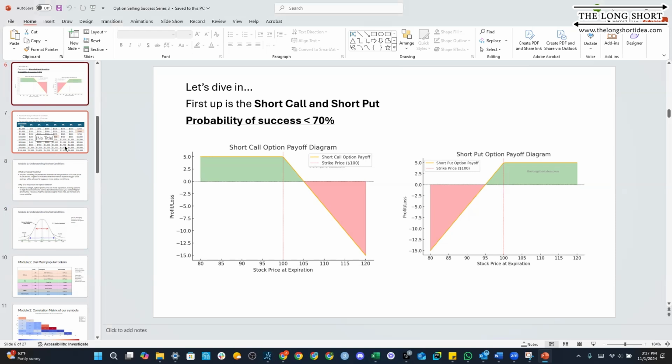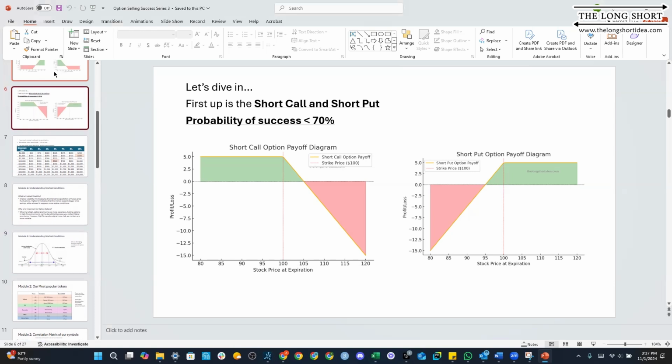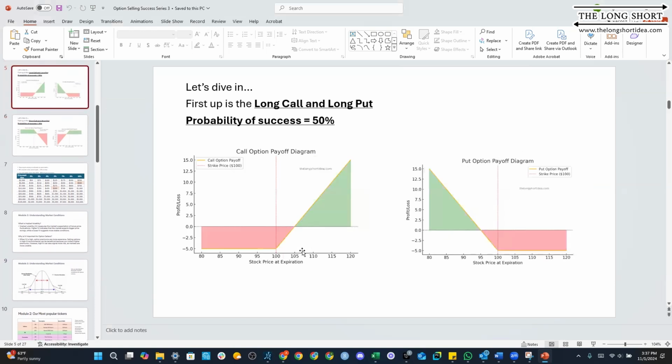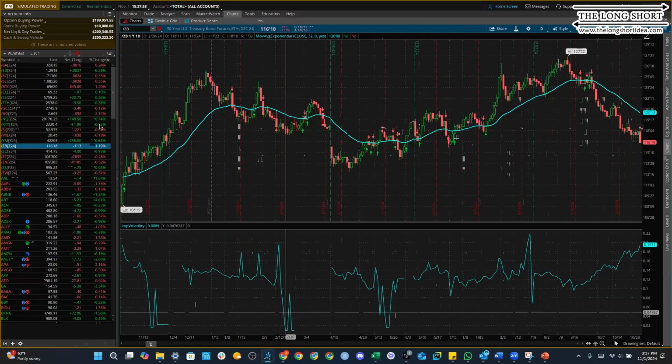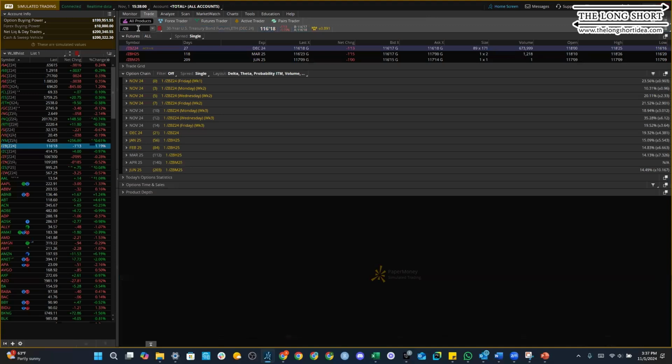So long calls and long puts, you must have seen this thousands of times. This is what the P&L diagram looks like, but it's only a 50-50 chance. Now, let me just take you through this example here. So let's pick up Apple, right?